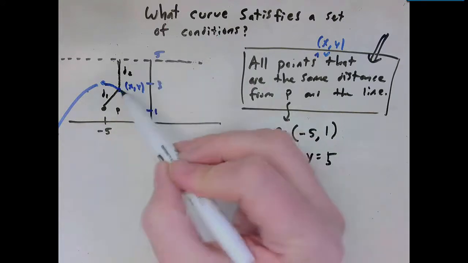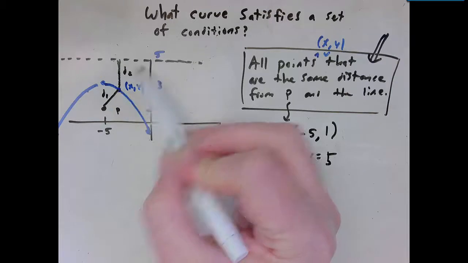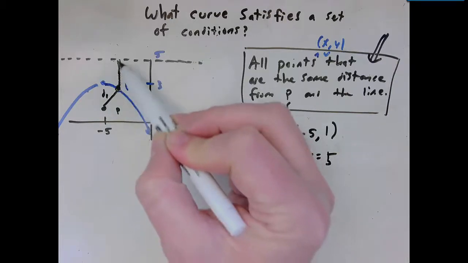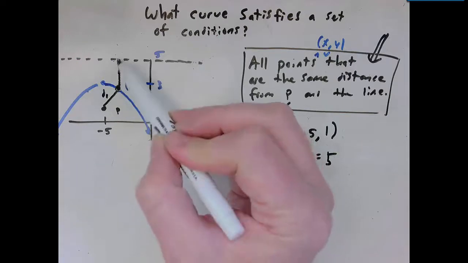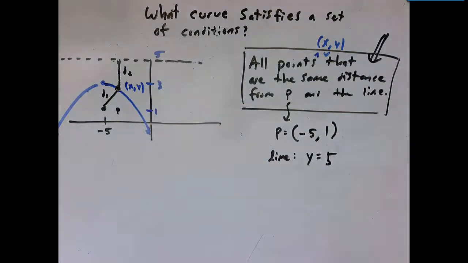You might be wondering, I could get a lot of distances to the line, right? I could draw a line from here to there, or a line from here to there. But this is the shortest distance. Just drawing straight up is the shortest of all the distances. So I want d1 to equal d2. Okay, let's get some equations going.